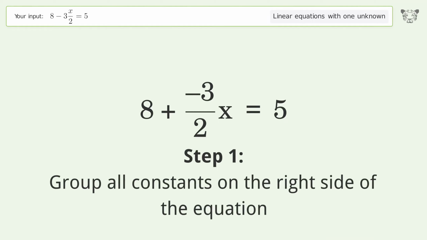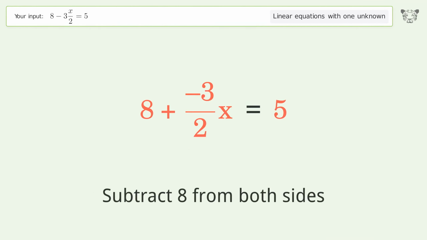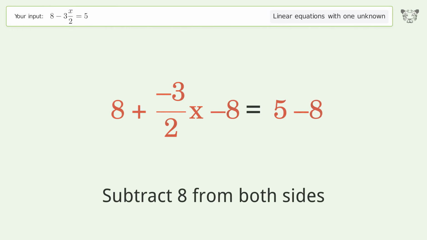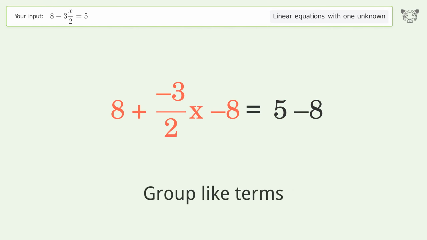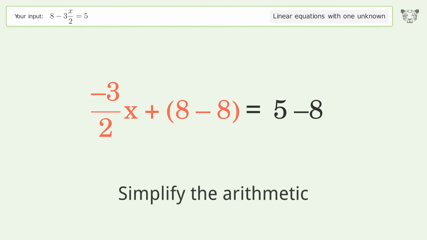Group all constants on the right side of the equation. Subtract 8 from both sides. Group like terms. Simplify the arithmetic.